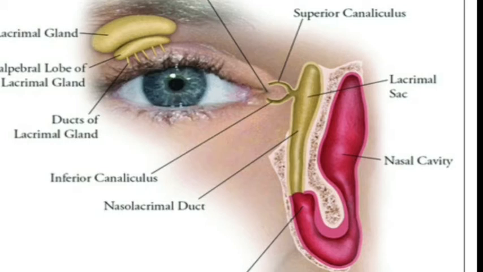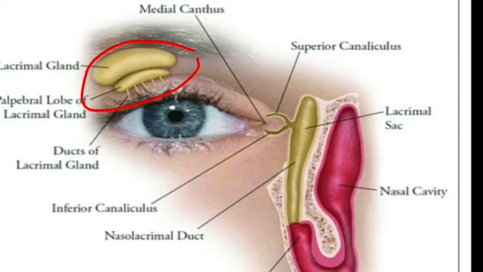First, let's discuss the anatomy of the lacrimal gland. So this is the lacrimal gland. The size of the lacrimal gland is about the size of a small almond. It has two parts as you can see here, the larger one and the smaller one. The larger part is also called the superior lobe or the orbital lobe, whereas the smaller one is also called the palpebral lobe or the inferior one.